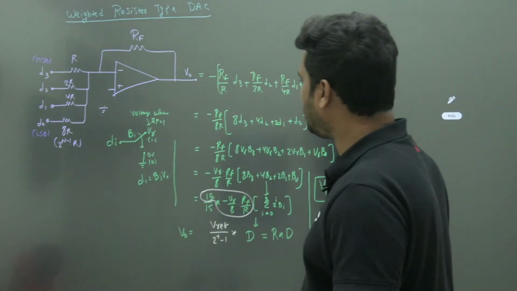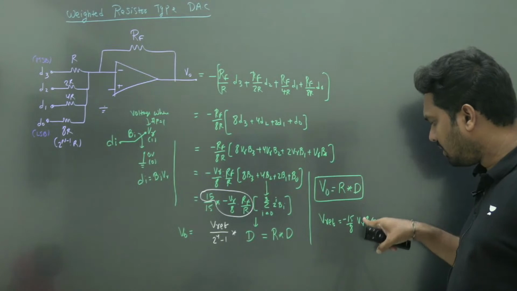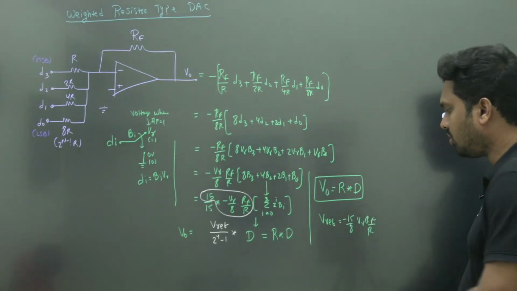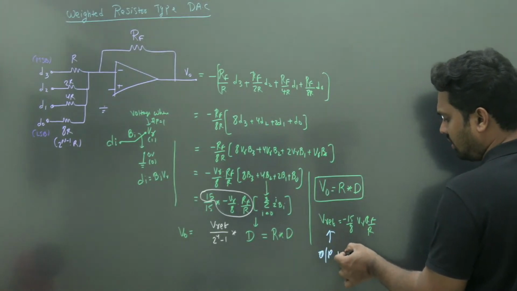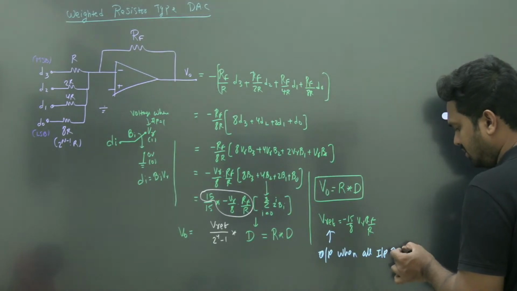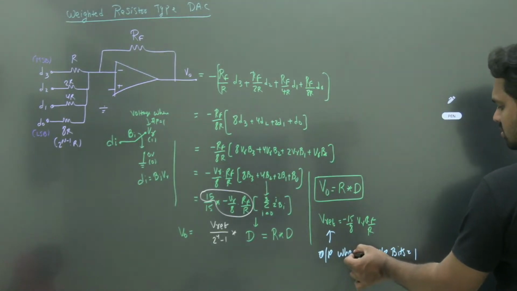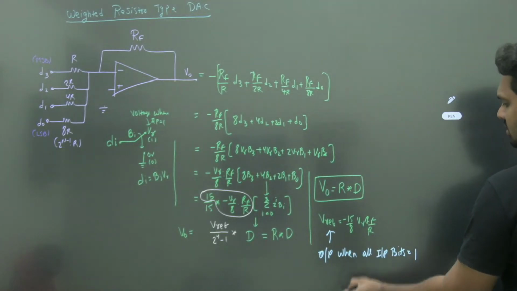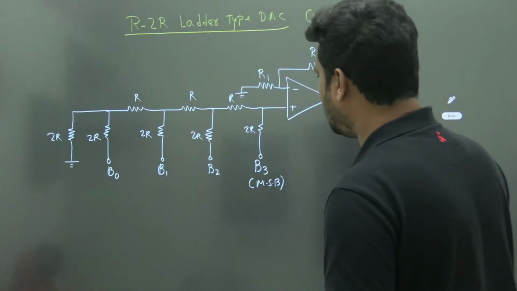Please remember one more thing. Whatever we applied, this VR is the input you apply when a particular bit is 1. V reference is the maximum output, when all input bits are equal to 1. When all input bits are 1, this is the output you get. Okay, let's discuss this.